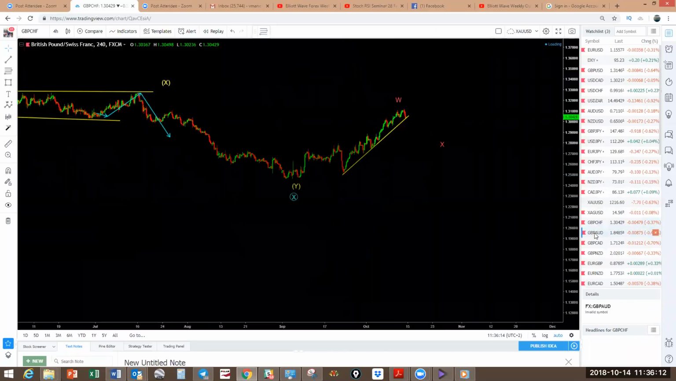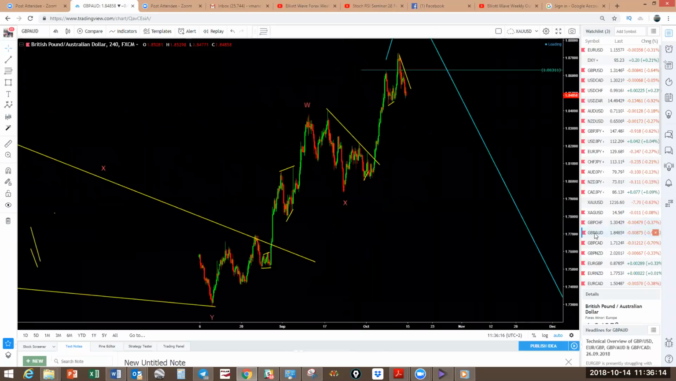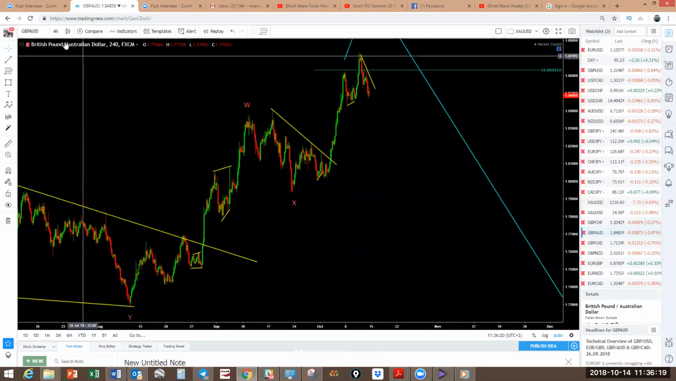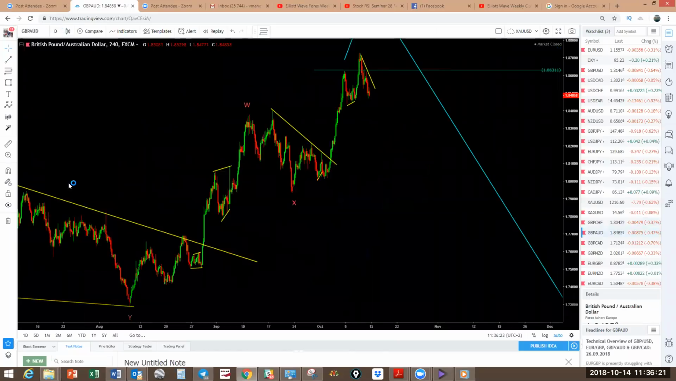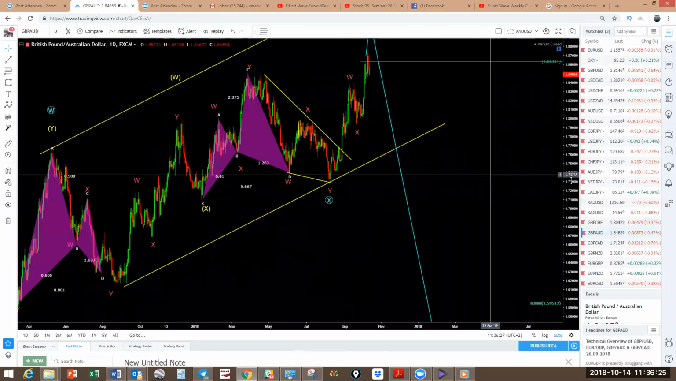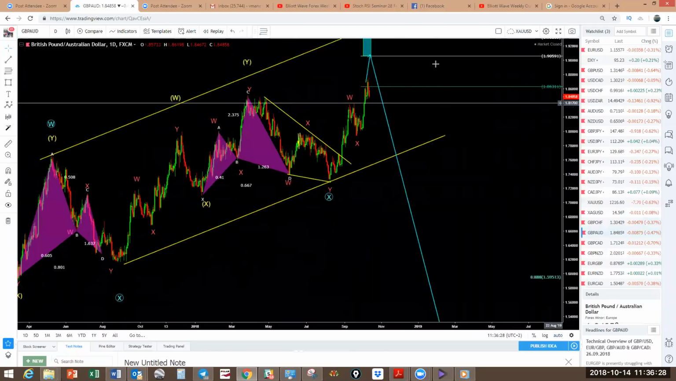Pound Aussie, the clearest one of the pound pairs. It is now making a corrective structure. So what has happened here now? Let's show you the daily on this one. It's one of the clearest pound pairs you can find at this stage with a setup. We are looking for this one. It has now reached this level here.